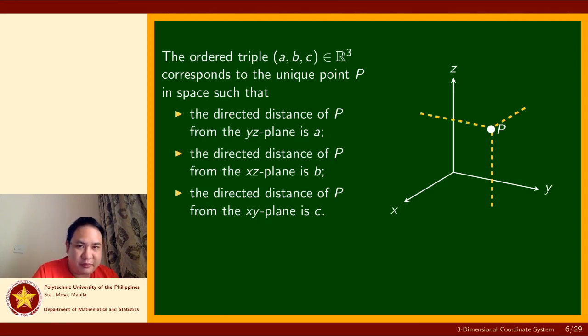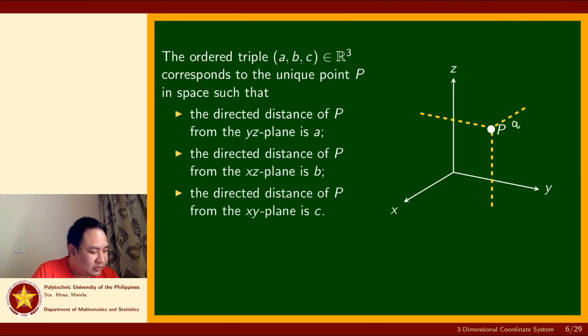Now, to associate every point in R3 with a point in space, the ordered triple (a, b, c) will correspond to the unique point P in space such that the following holds. Number 1, the directed distance of P from the yz plane, where this is the yz plane, and this is the point P, should be the coordinate a, so this length should be a units. So let us write a here.